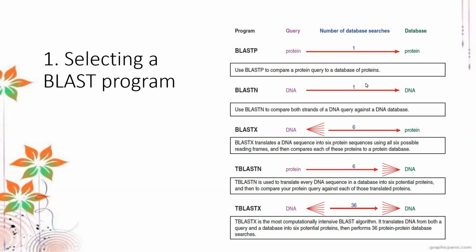BLASTN is the same as protein, the difference is that you are using nucleic acids in the form of DNA. Take note, you have T instead of U in your sequences. So make sure when you enter your nucleotide sequence, you have T's instead of U's, because this is a DNA to DNA sequence search.